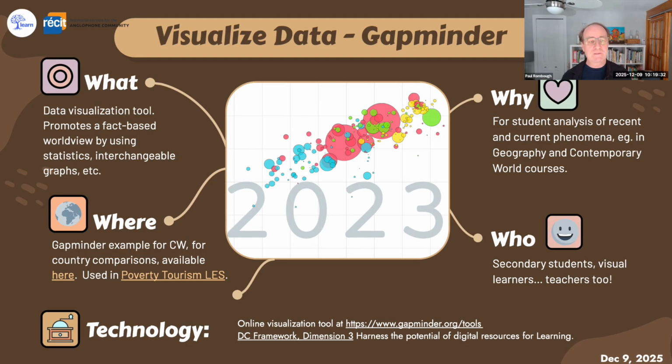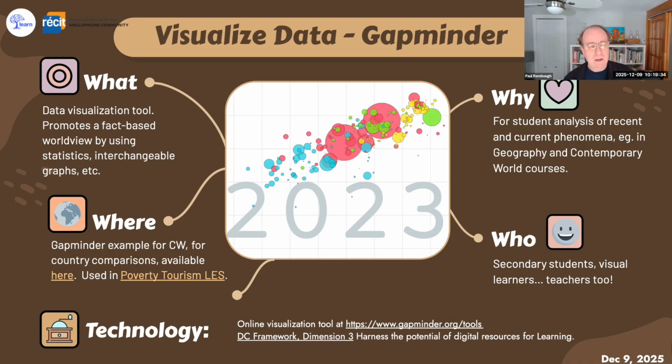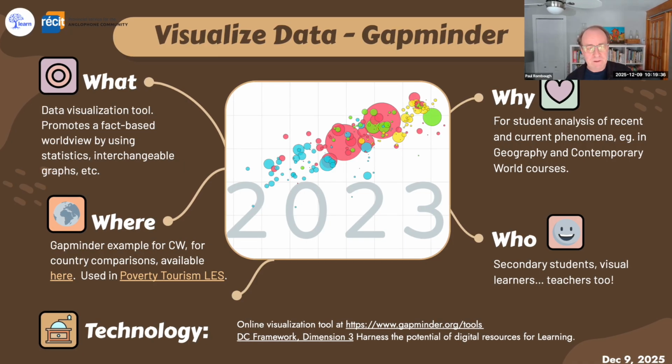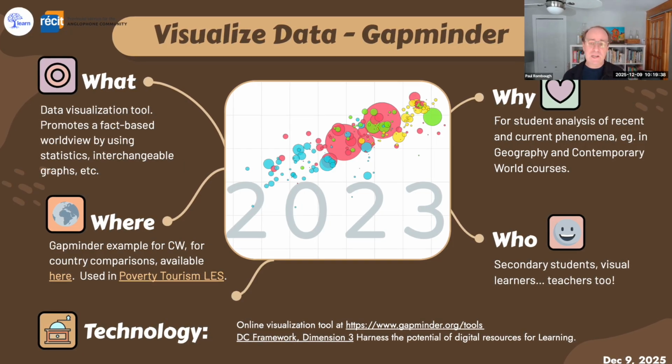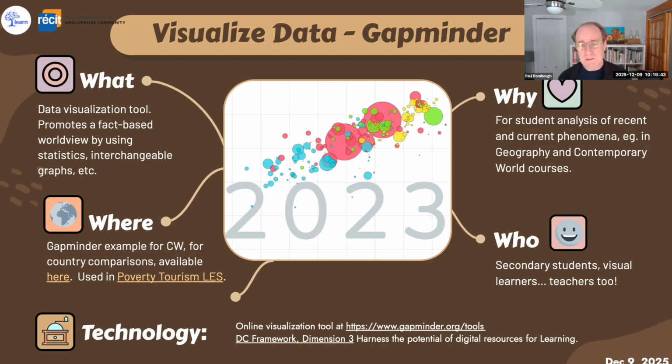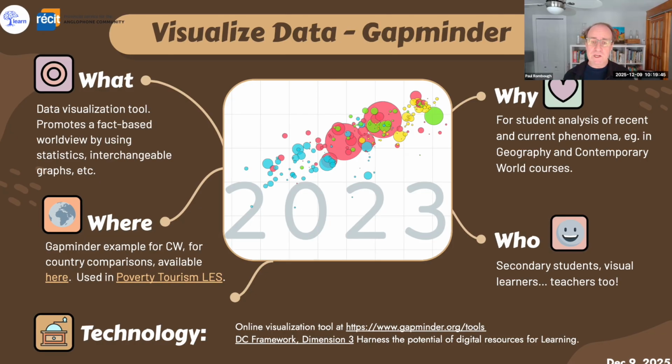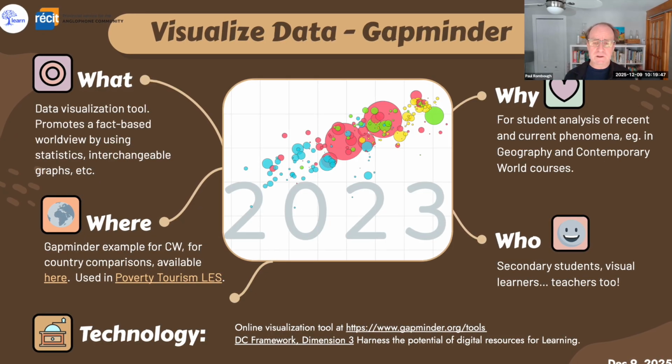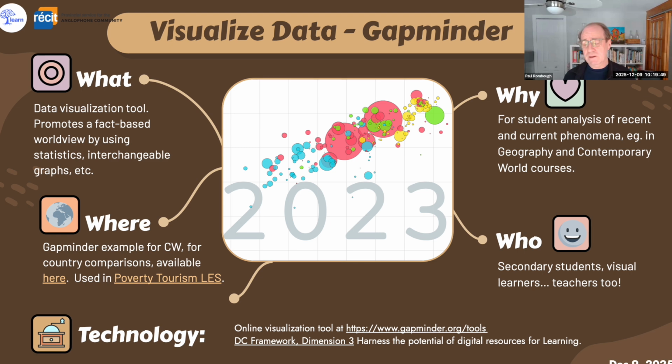Basically, it's a data visualization tool, and it promotes a fact-based worldview by using statistics, but you can interchange the statistics. In this case, you'll see life expectancy and wealth, but you can change the different statistics that are compared. And you can use this.